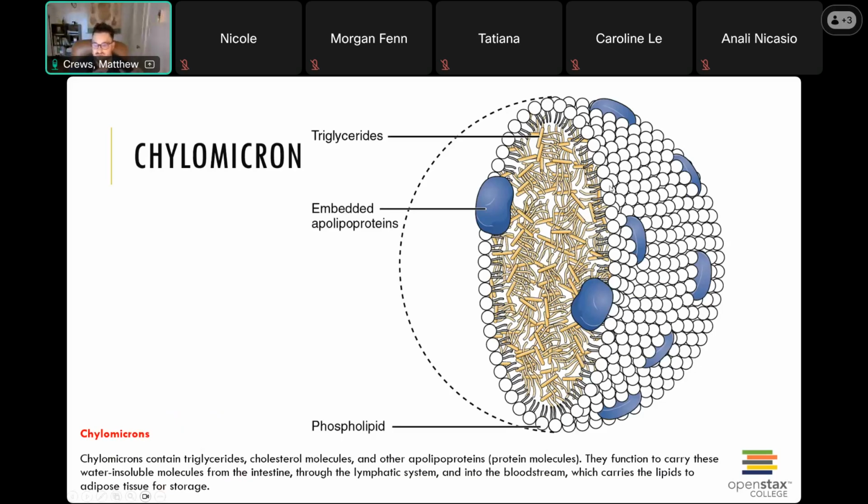So it goes from absorption all the way through to the liver, where it might get broken down and repackaged, and then it carries those fatty acid chains all the way down to its end target cell, right?